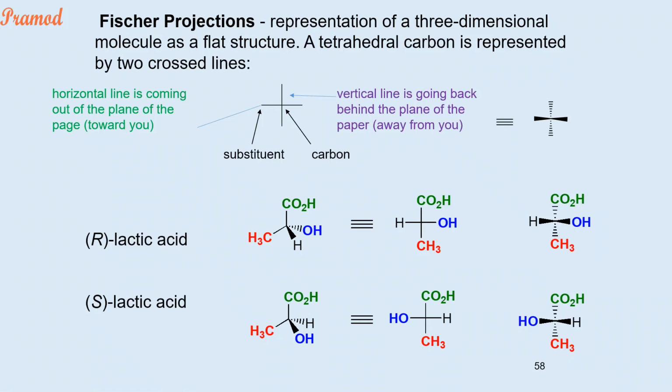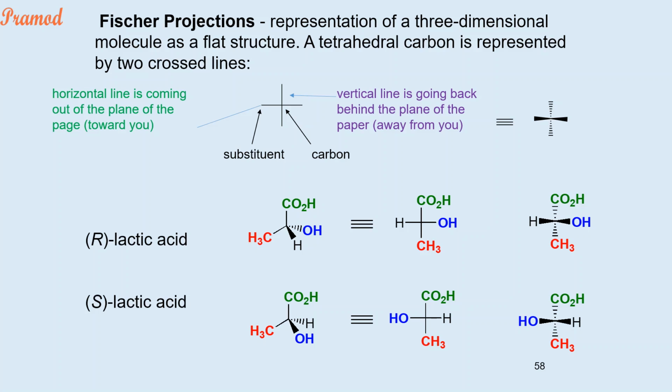So now the most important thing in Fisher's configuration. So you said horizontal line and vertical, you know what does it mean? Towards you and away from you. Your solid wedge represents towards you, and your dotted wedge line represents away from you. Okay, now let's see the lactic acid. You got COOH, CH3, OH and H, 4 different groups.